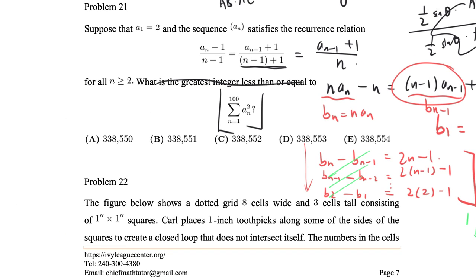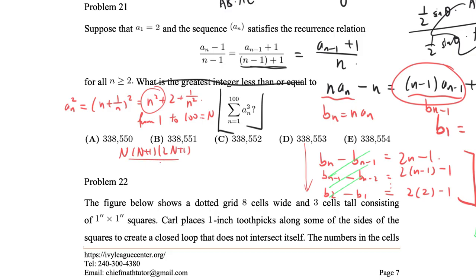Then here, we want the sum of an squared, and that is n plus 1 over n squared. This is equal to n squared plus 2 plus 1 over n squared, like this. And we want this from 1 to 100. So for this one, we have a formula for that. That is equal to N times n plus 1 times 2n plus 1 over 6, with capital N being the final number, N equal to 100. And plugging in 100, we will have 100, 101, 201 over 6.